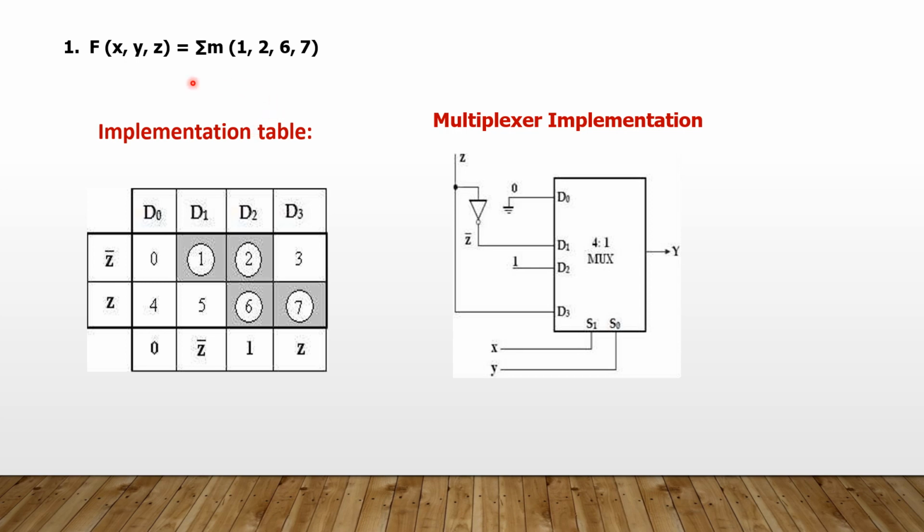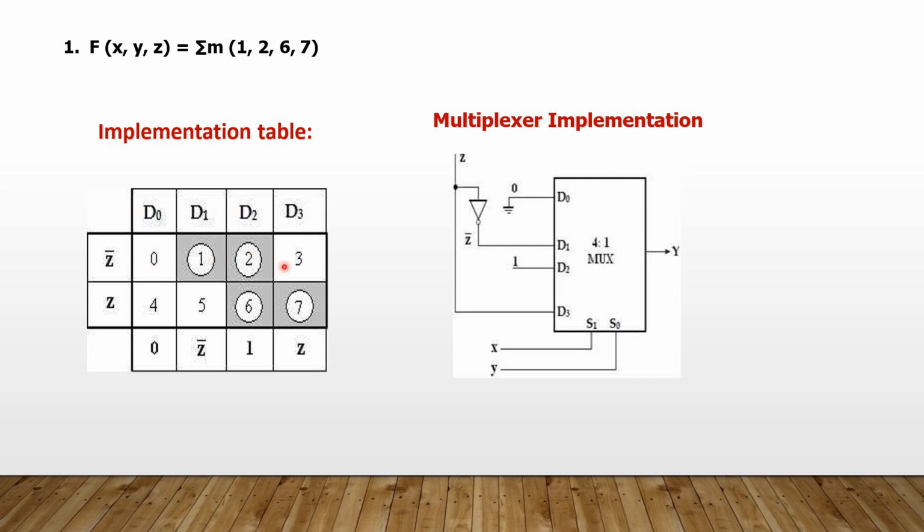So obviously since it has 3 variables, the formula is 2 power n minus 1 to 1 multiplexer. So obviously here also we are going to use 4 into 1 multiplexer. So implementation table D0, D1, D2, D3. And what's the last variable? It is nothing but Z. So for the first row, we are just assuming it as Z bar. And for the second row, we will be taking it as Z.